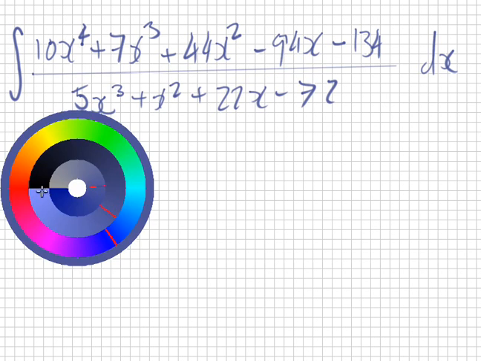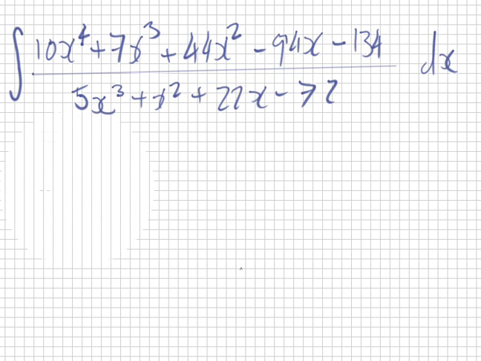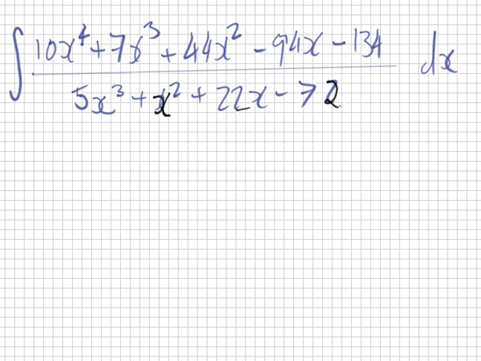Now, before I start, just make sure I wrote that down right. Otherwise, it's going to be a long day. Okay. 10x^4 plus 7x cubed plus 44x squared minus 94x minus 134, all over 5x cubed plus x squared plus 22x minus 72. Okay.